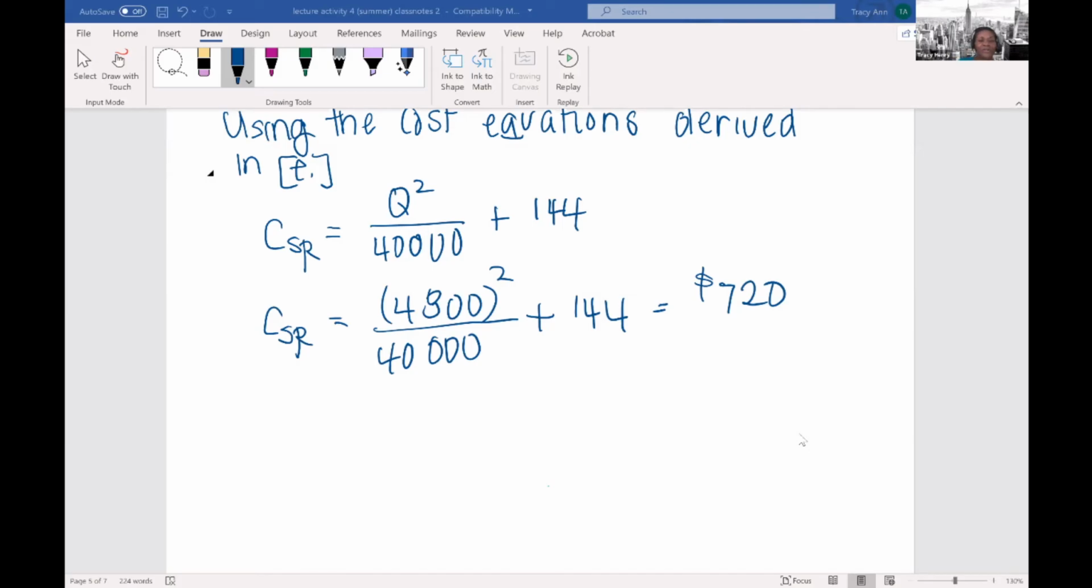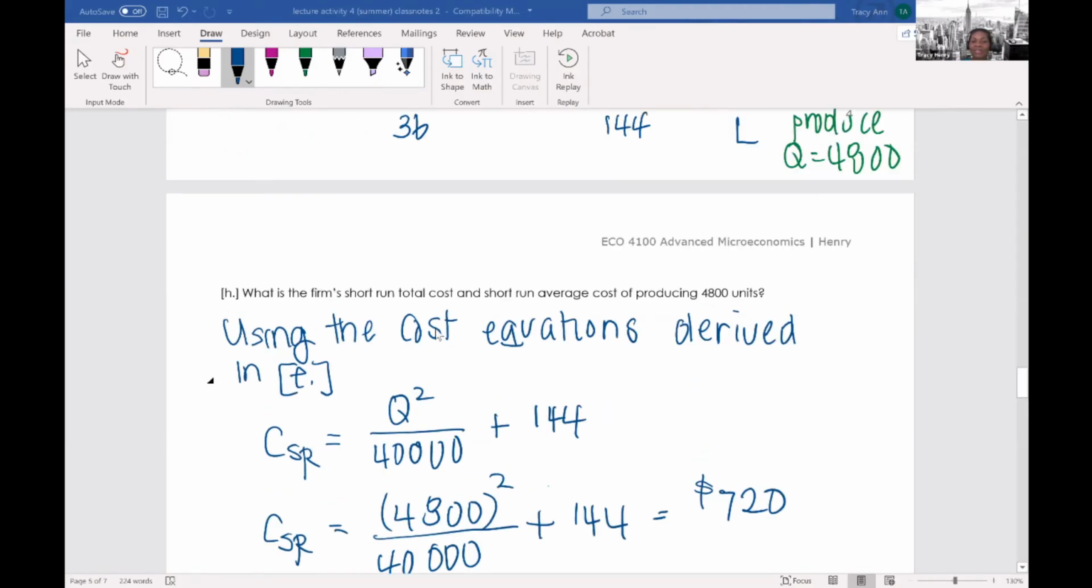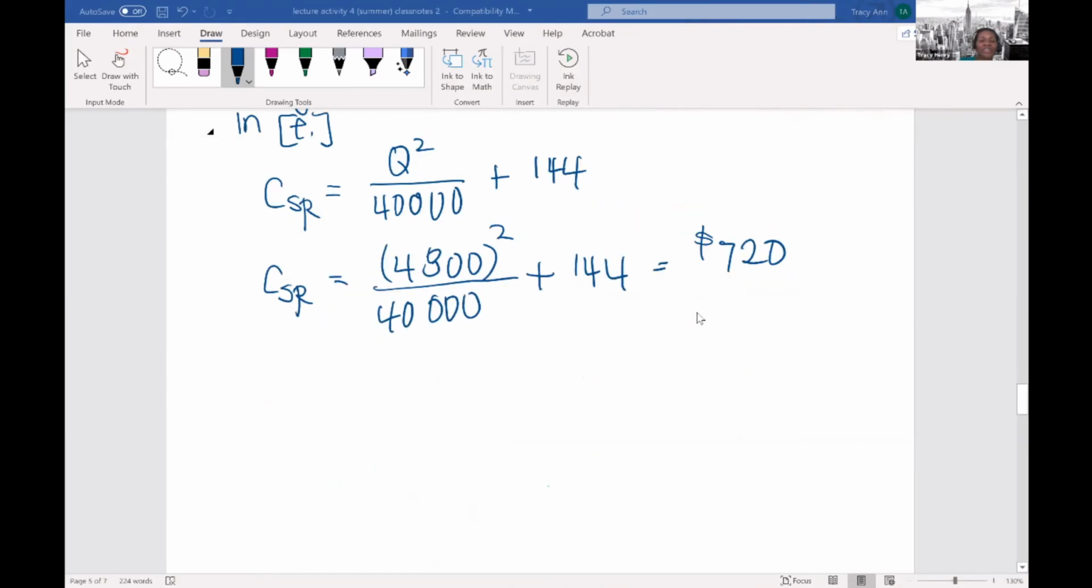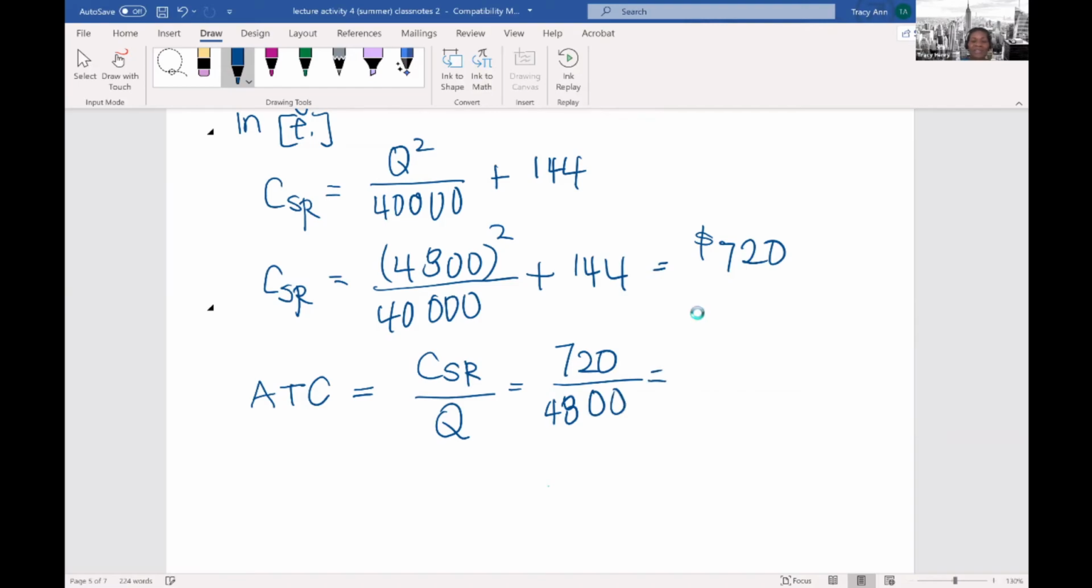Then we want to find, it says, what is the short run total cost and the short run average cost of producing 4,800? So the average total cost, which is the same as the average cost, is going to be equal to our short run cost divided by quantity. So it's going to be equal to 720 divided by 4,800. Let me see, did anyone put it in the chat? No. So I have to do it on my calculator. And I got 15 cents.